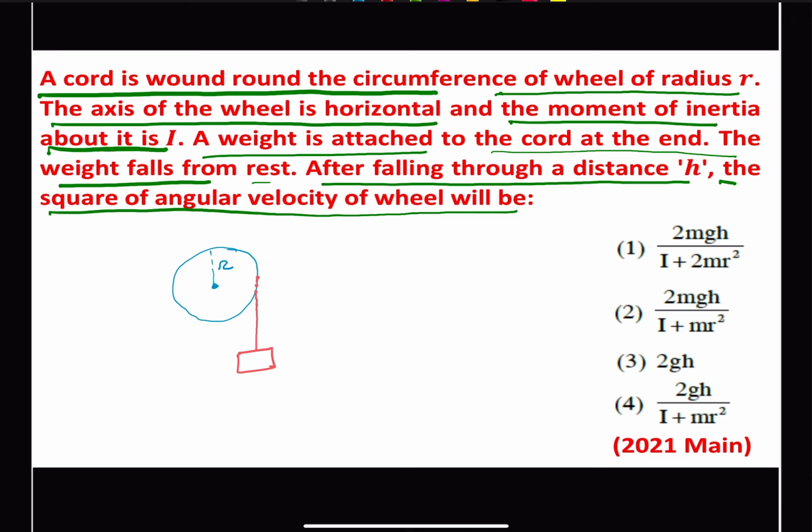Suppose this is the initial position and the weight falls downward, and this is the final position, and the distance by which it falls is given as h. As it falls, this wheel is going to rotate about an axis passing through its center, and the moment of inertia of that is given as I.